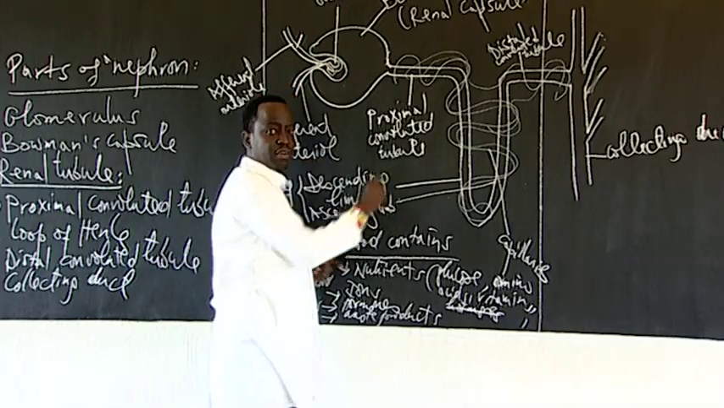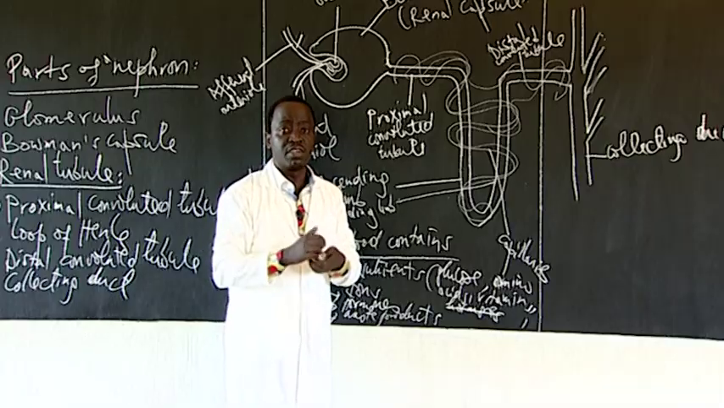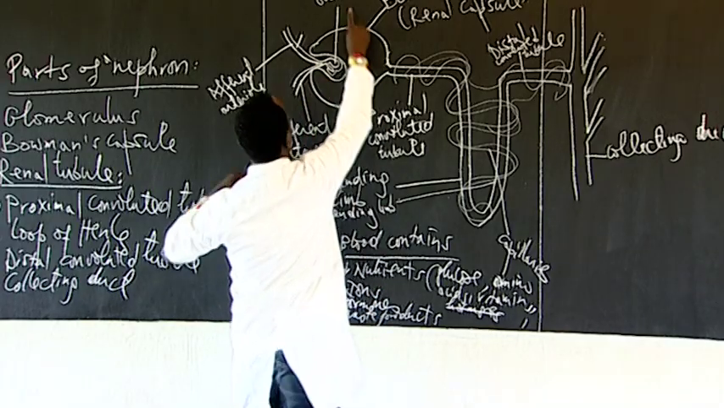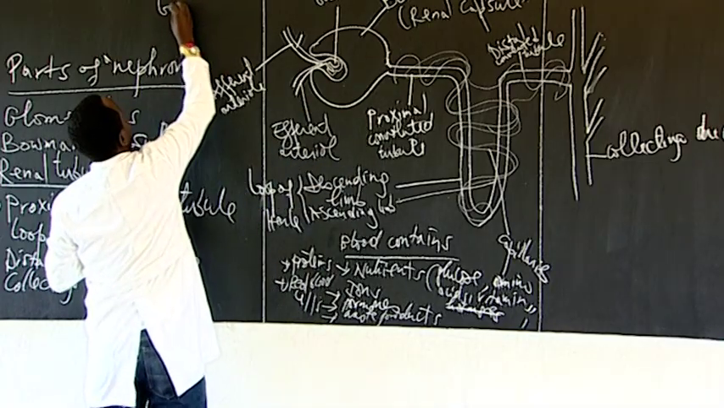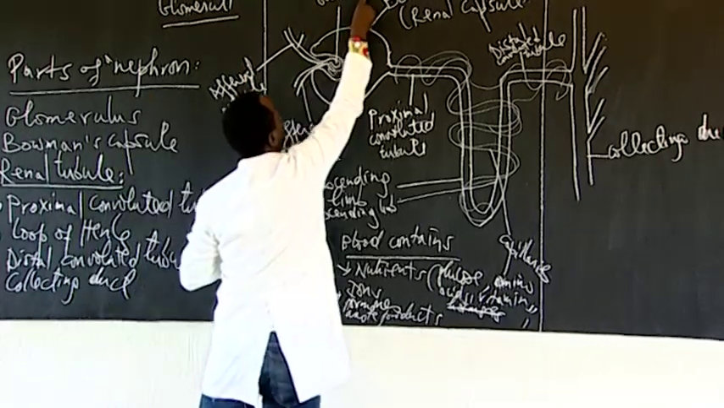Are you getting the point? Bring the blood to the glomerulus. Why does blood come to the glomerulus? It is because in the glomerulus, actually, it is glomerulus. The plural is glomeruli. This is the plural. When it is singular, it's glomerulus.